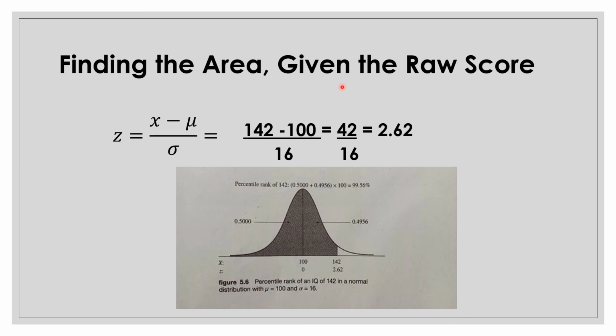So finding the area given the raw score. Here we have the standard score is equivalent to the score minus the population mean over the standard deviation, equals 142 minus 100 over the standard deviation 16. So the distance between the mean, which is 100, going to the score is 42, and the standard deviation is 16. So 42 over 16 is equivalent to 2.62, which is the standard score.